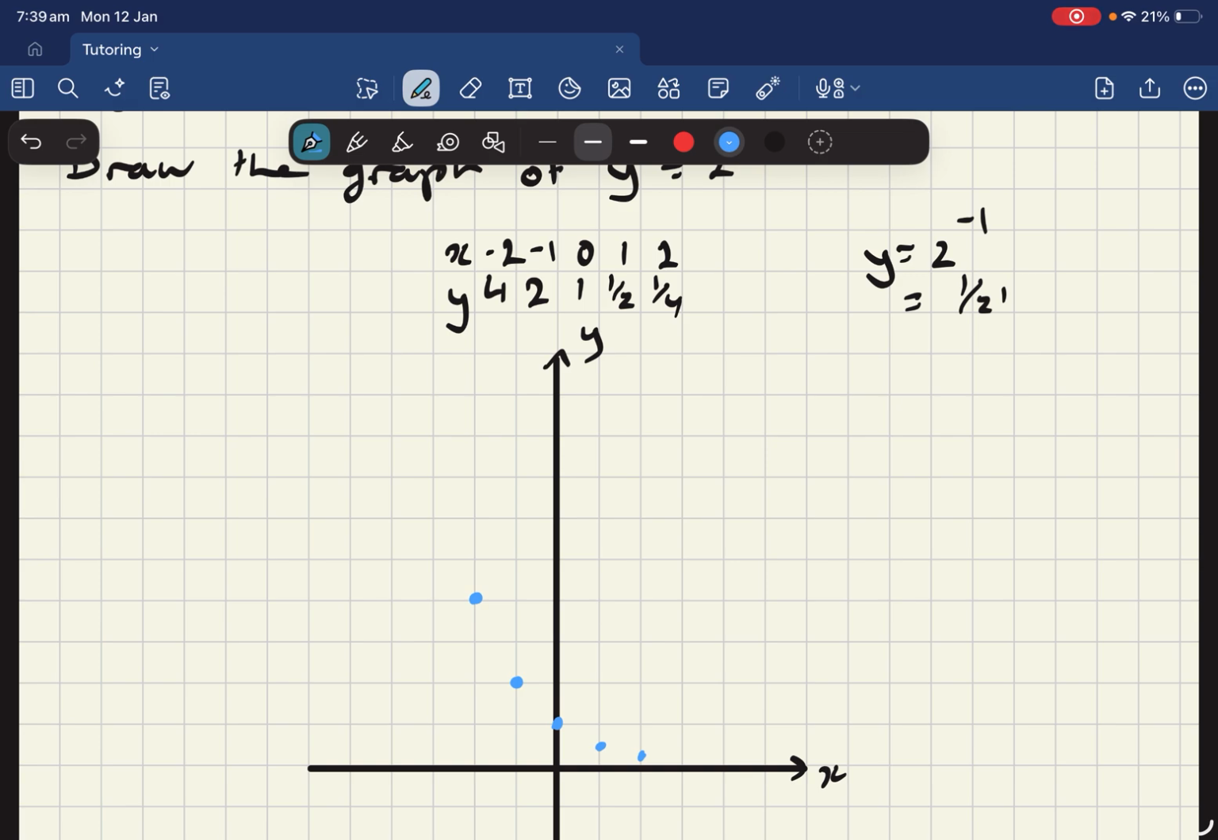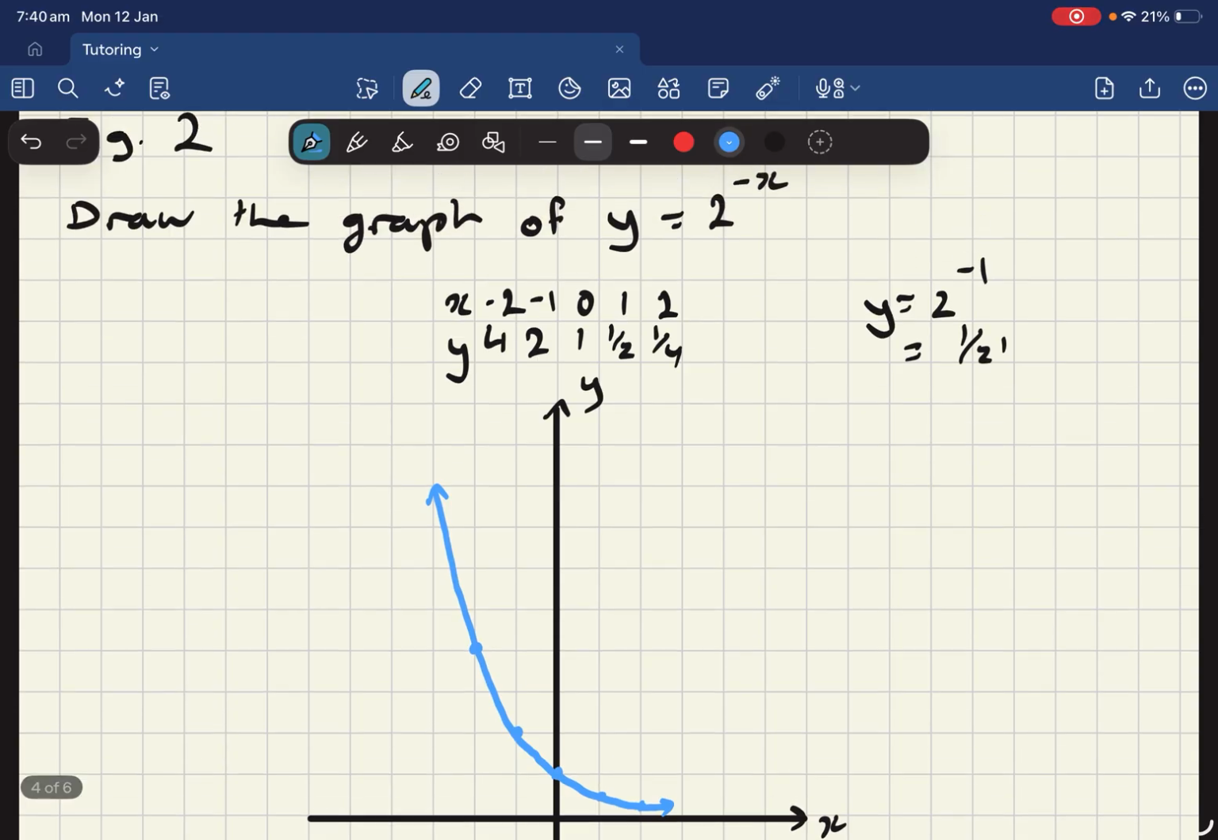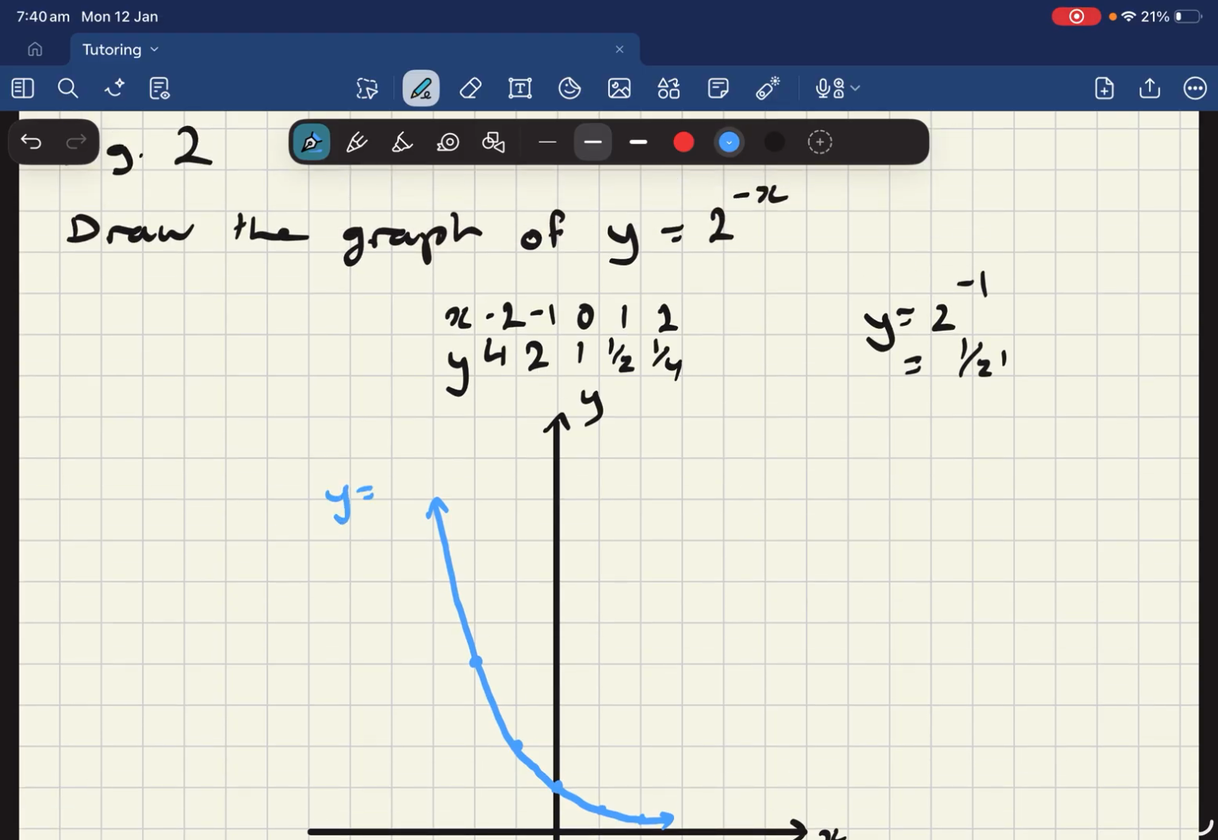So I can still see I have this sort of general shape, okay? So I can just connect this up, joining up all my points as best as I can. And I have my exponential function. So I can draw an arrow to show it continues on this side. I can extend this a little bit further, drawing my arrow. And I have the graph, labeling it, of y equals 2 to the power of negative x.